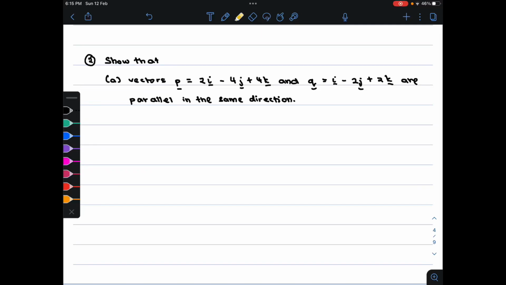For question 2 part A, we need to show that the two vectors P and Q are parallel in the same direction. So we know that if U and V are parallel in the same direction, we can write it as U equals lambda V, where lambda should be a positive value since it is in the same direction. So we should be able to do the same thing for vector P and Q.